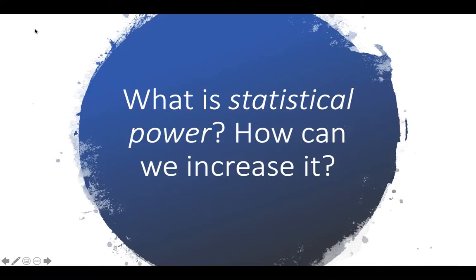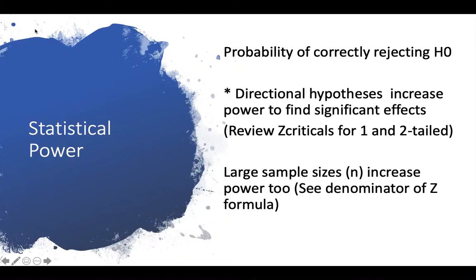Now, the last thing that we're going to talk about today is statistical power. Statistical power is defined as the probability of correctly rejecting the null hypothesis. Now remember, we can incorrectly reject the null hypothesis and commit a type 1 error. Statistical power is a way to determine our probability of rejecting the null correctly.